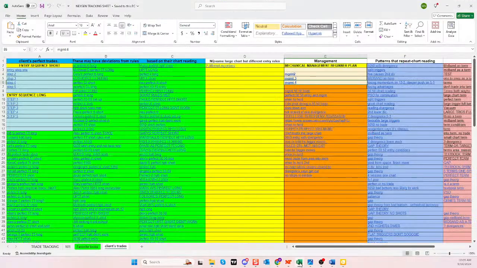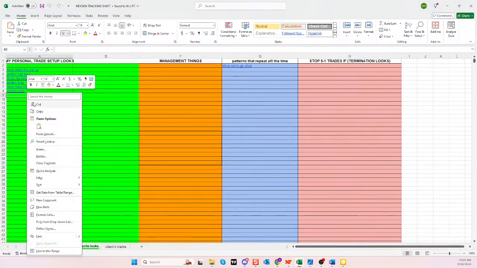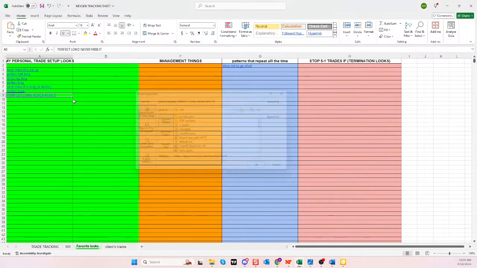But this Screencast link is also how you're going to fill out your spreadsheet. You're going to take that link and drop it in here. There's the instructions right on the spreadsheet, how to do it. But that Screencast link remains in the cloud forever, guys. And you can go back and study these. And if it was one of your perfect trades, put it in your favorite looks section. And what you're doing is you're developing your trading plan. And you might say, perfect long, never miss it. And you can come back and study that and make sure that you get it.